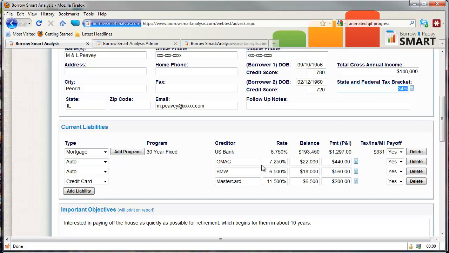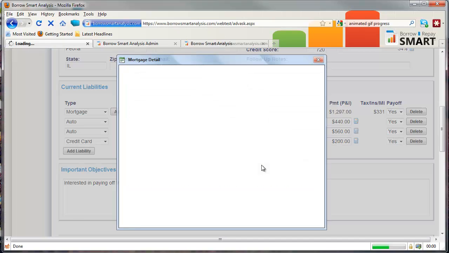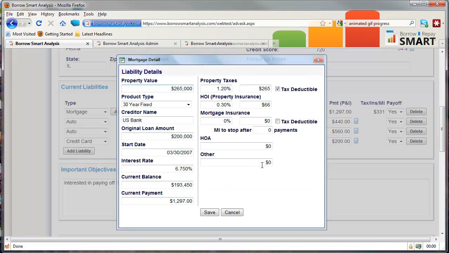Now, this is their current liability makeup. He puts in their mortgage program, clicks mortgage, and then clicks the add program to edit it. They have a $265,000 property on a 30-year fix with U.S. Bank. They started out at $200,000 was their loan amount when they bought the house about 3 years ago. The interest rate they have is 6 3/4. Their current balance is $193,450. The current payment they're making is $1,297, and he puts in their taxes and their insurance.